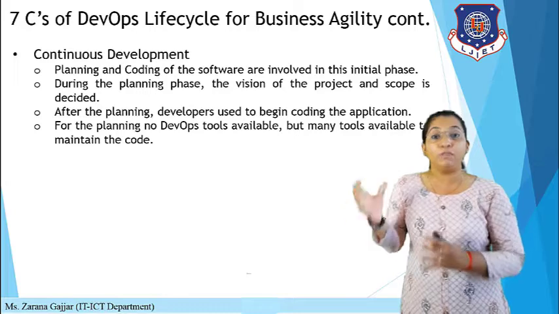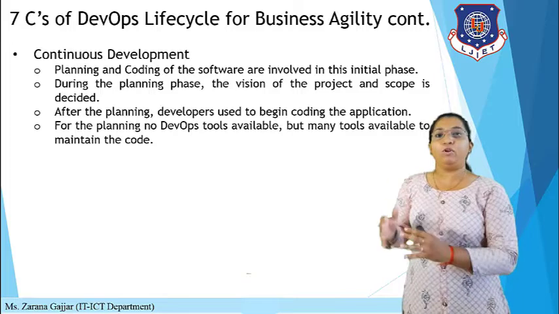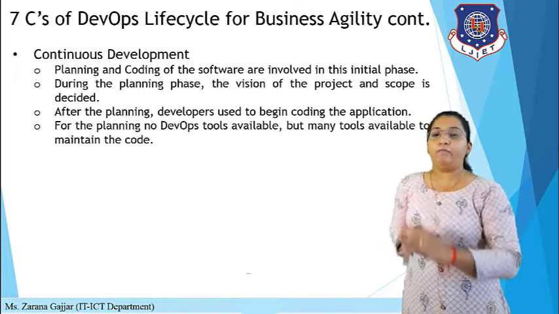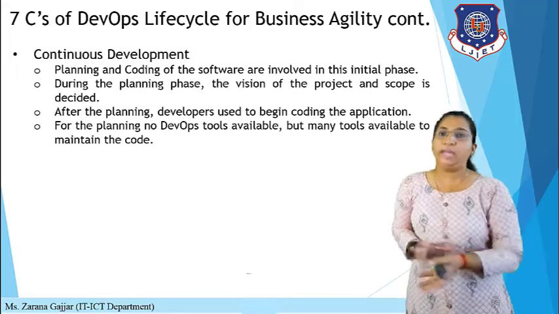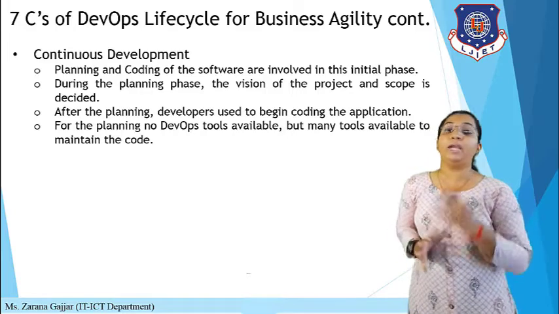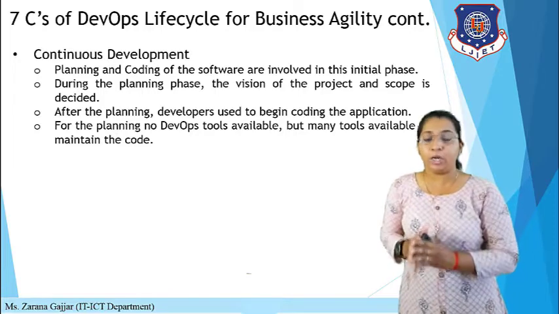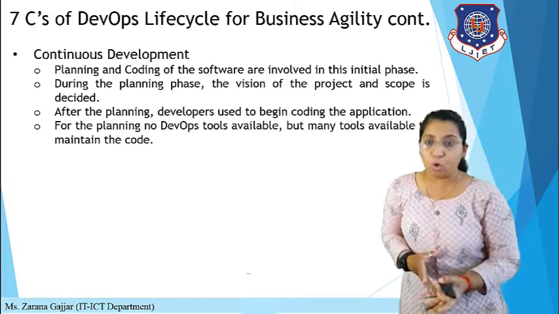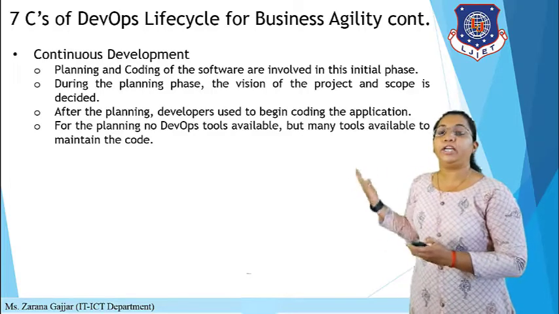During the planning phase, the vision and scope of the project are decided, and after the planning, the developers begin coding the application. Once you are done with planning, the development team will develop the actual software. For the planning, no DevOps tools are actually available, but many tools are available to maintain the code. If you want to do planning, you have to do it manually, but there are multiple automated tools available for maintaining your code. So source code automation is possible. This is about continuous development.